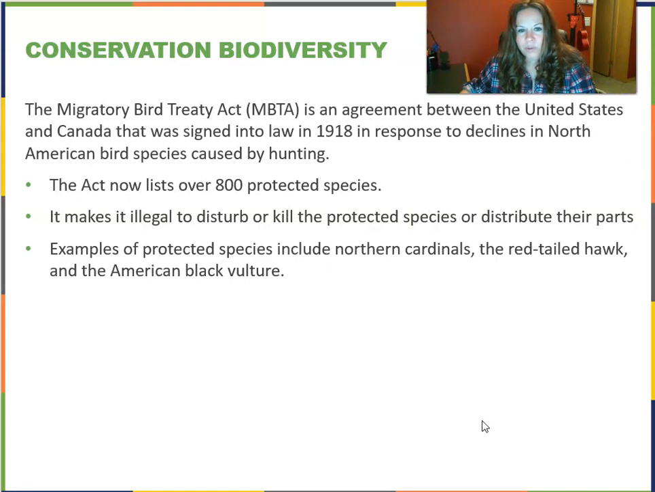The Migratory Bird Treaty Act, an agreement between the U.S. and Canada that was signed into law in 1918 in response to declines in North American bird species caused by hunting. So the act now lists over 800 protected species. It makes it illegal to disturb or kill the protected species or distribute its parts. So examples include northern cardinals, red-tailed hawks, and the American black vulture.